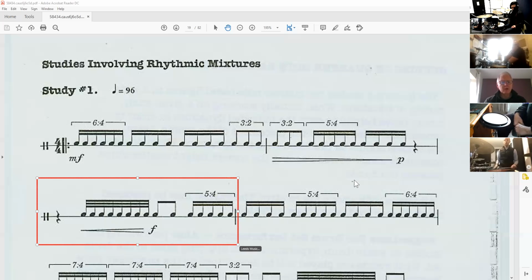1, 2 and the 2 and the 3 and 4 and the go. Again. That 5 nice and clean.